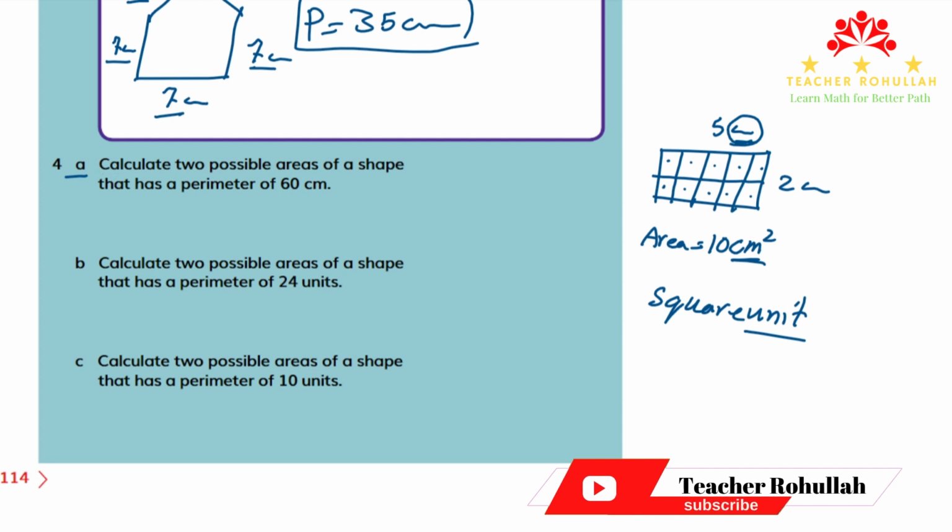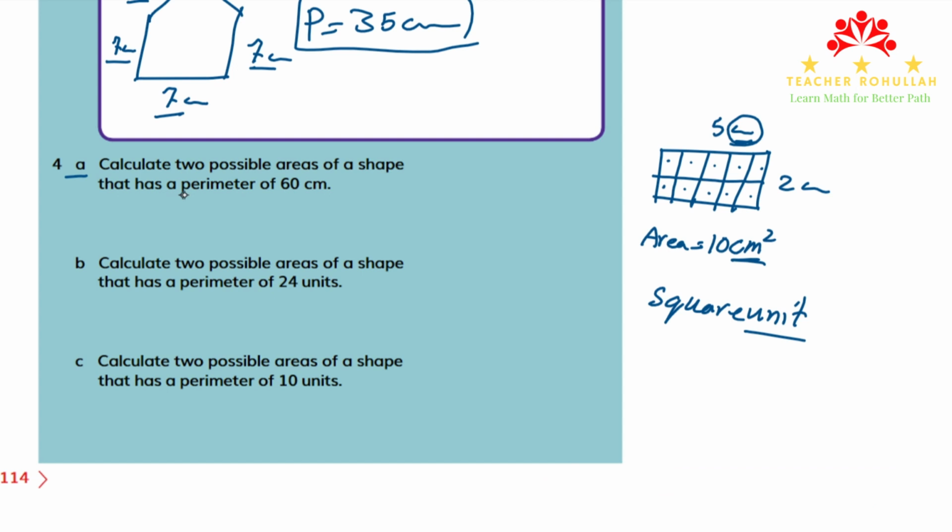In part A, it says, calculate two possible areas of a shape that has a perimeter of 60 centimeters. One of the shapes that I can draw is a square. We assume that this square has a length of 15 centimeters. If this is 15, so this one over here is also 15. To find the area of a square, we can multiply this 15 with the one here.